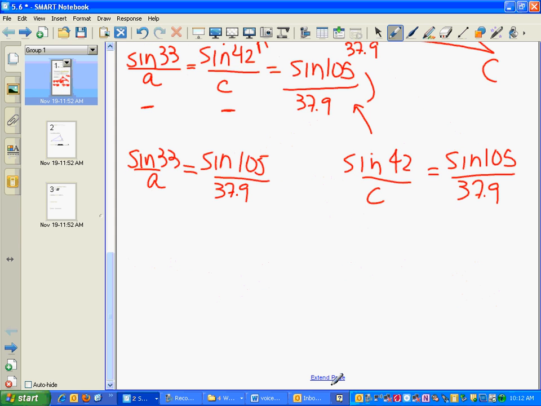So cross multiplying and solving for your lengths, A and C, gives you that A is about 21.37 and C is about 26.255. So it's a nice little formula to know so that you can find missing lengths in a triangle that no longer is a right triangle.